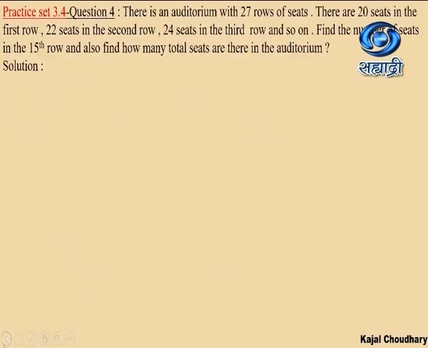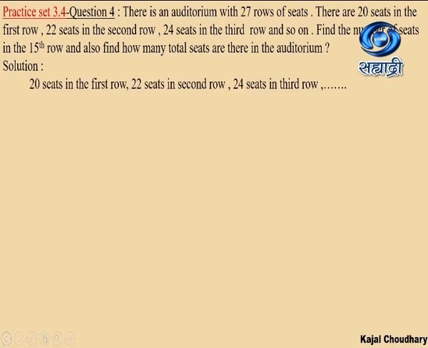Now we will try one question from your practice set 3.4, which I felt is a very common pattern asked in the board exams. The rest of the questions you can try. Practice set 3.4, question number 4, you can refer to your textbooks. There is an auditorium with 27 rows of seats. There are 20 seats in the first row, 22 in the second, 24 in the third, and so on. Find the number of seats in the 15th row, which means n is equal to 15, and also find how many total seats are there in the auditorium. Total means Sn. So let's see how we can find.